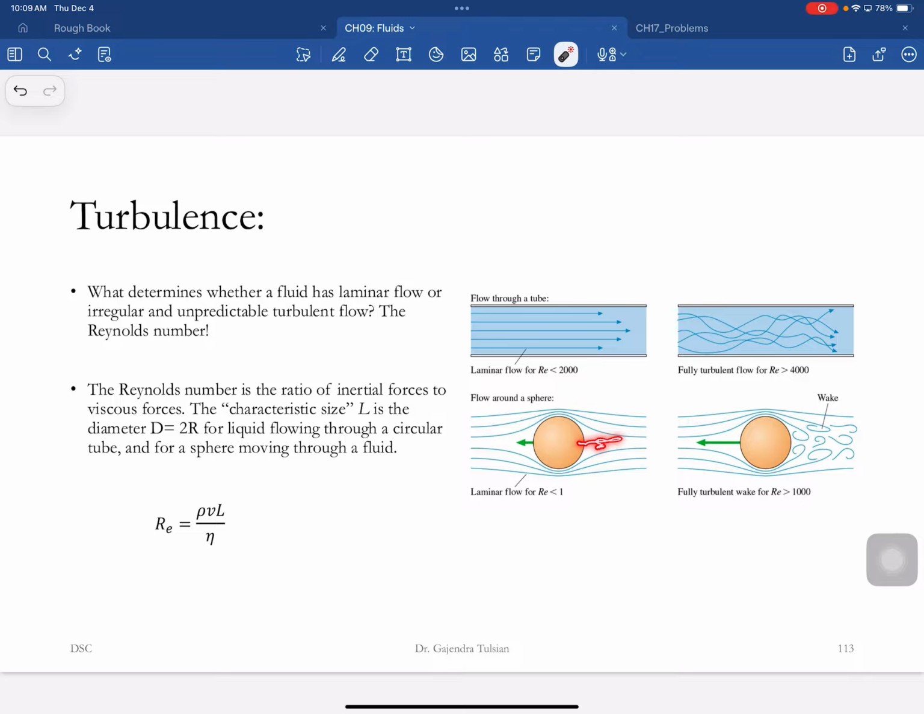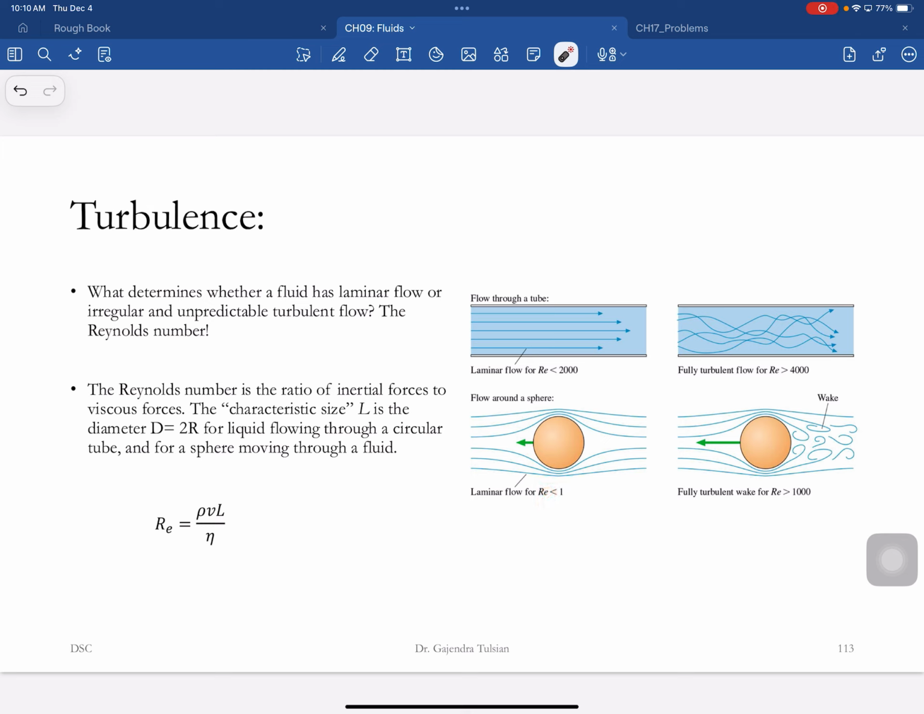For a sphere moving through a fluid, the Reynolds number has to be less than 1 for the flow to be laminar. If the Reynolds number is above 1000, then the flow is turbulent. And what happens in between? Well, it slowly transitions from laminar to turbulence. Those calculations are hard, but these are experimentally found numbers.